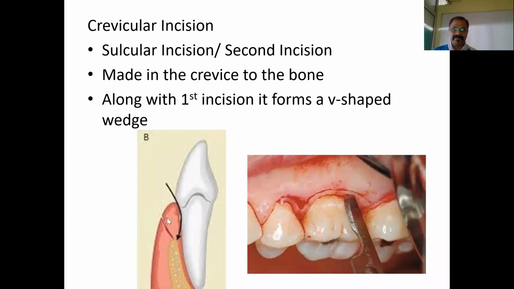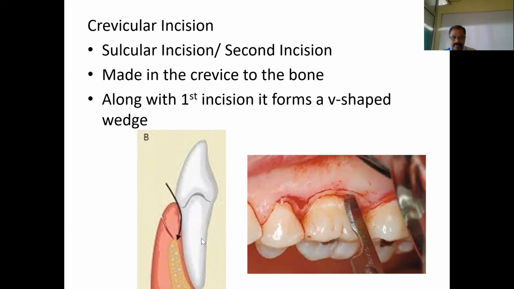Now, along with the first incision, that means along with this, if you place a second incision, you are going to get a V-shaped wedge of tissue. Now, this contains the pocket lining. So this has to be removed so that the entire pathological tissue which is present here will be removed. So again, I repeat, along with the first incision, when you give this second incision, it creates this V-shaped wedge of tissue, right? Are you getting it here? This is one part of the V, and this is one part of the V. So you get a V-shaped wedge of tissue, and this basically contains the pocket lining.